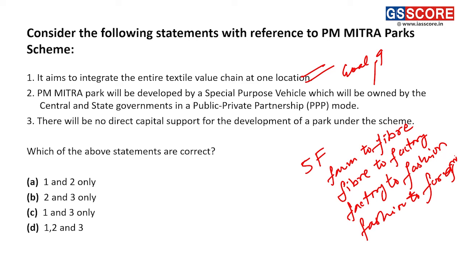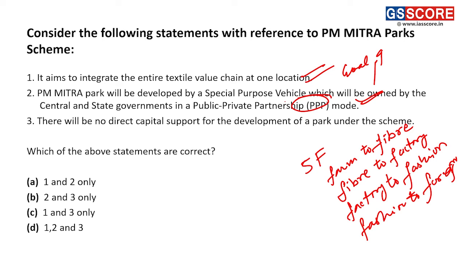Second statement, the PM Mitra Park will be developed by a special purpose vehicle which will be owned by the central and state governments in PPP mode. Yes, this is also correct. Such a Mitra Park will have incubation centers, processing houses, treatment plants and other textile related facility. Okay, so that is correct. There will be a developer in conjunction with the state and central governments which will develop the park.